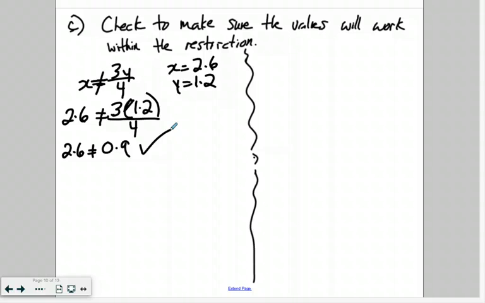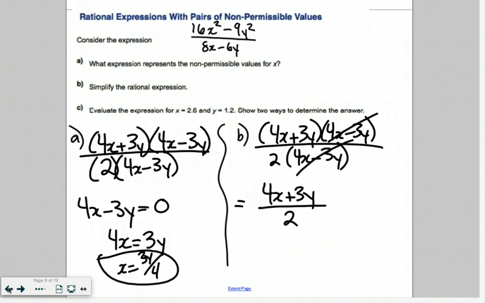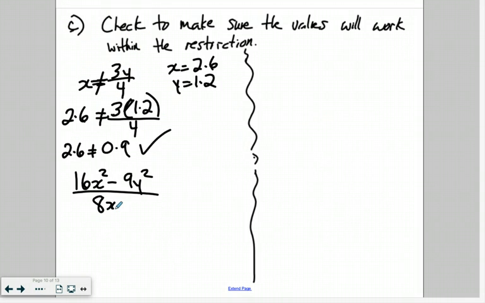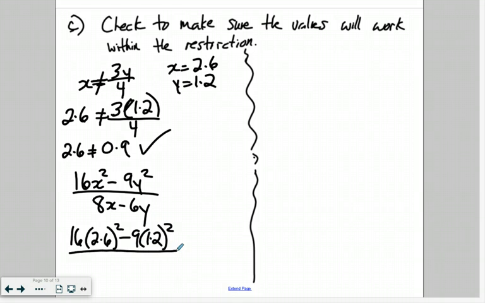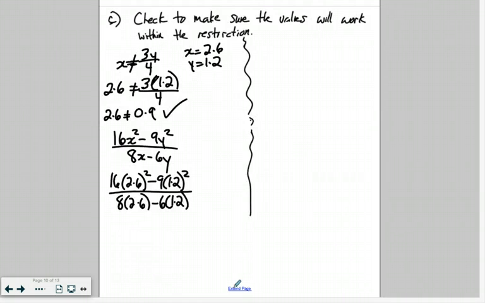It's asked us to do it two ways. The first way is by plugging the values into the original expression, which was 16x squared minus 9y squared, all over 8x minus 6y. We could take our value of x being 2.6 and plug it in for x, and take the value of 1.2 and plug it in for y, and then just evaluate.